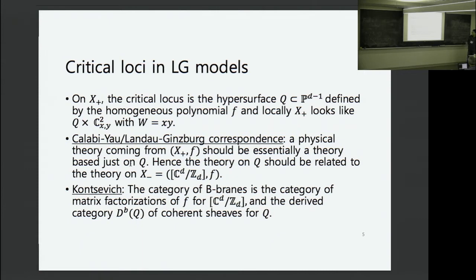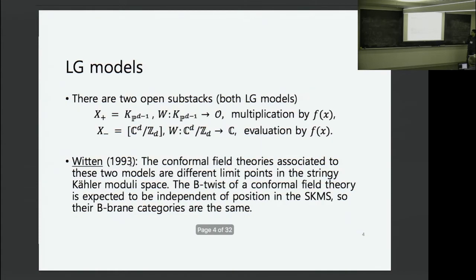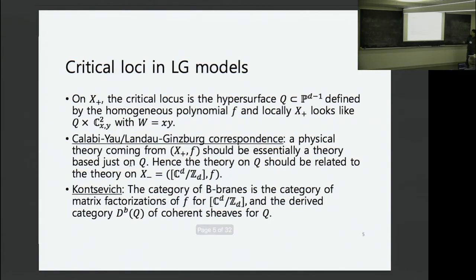So, the Calabi-Yau Landau-Ginzburg correspondence says, if you think about the physical theory for X plus, that should be essentially the theory of the critical locus, Q. So that's another localizing phenomenon I want to talk about, localizing to the critical locus of a holomorphic function. If you combine this with Witten's previous statement, that the X plus and X minus theories should be related, you can say that the theory on the Calabi-Yau hypersurface Q should be related to the theory on this affine space C^D, quotient by the action of this finite group Z_D and the function F, the LG model here.